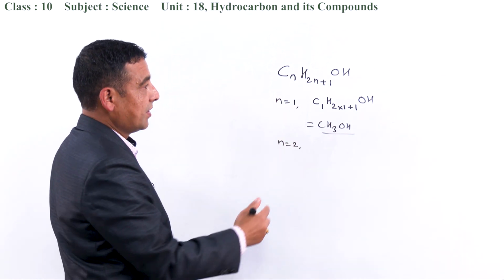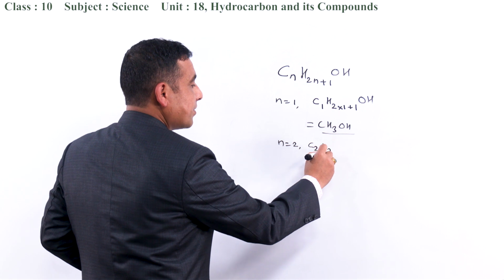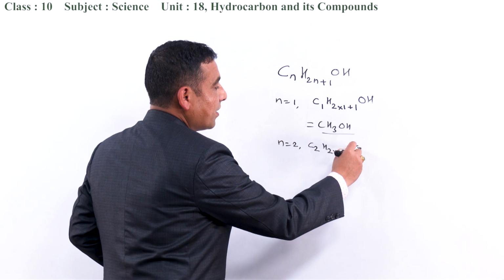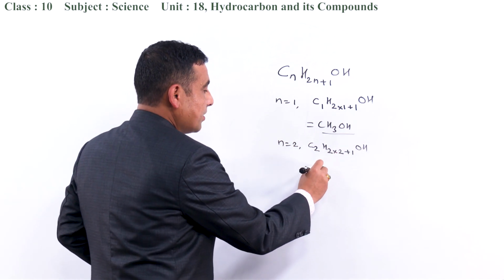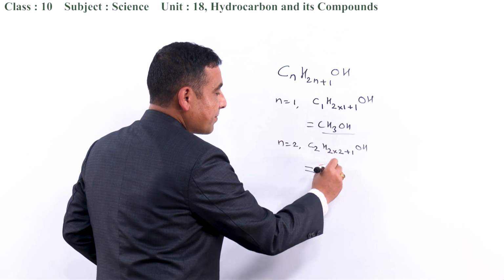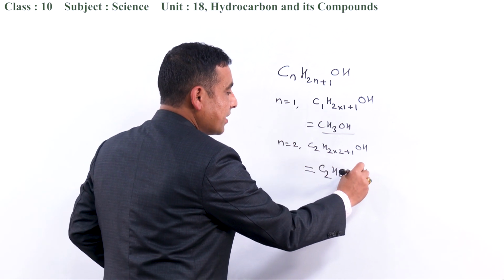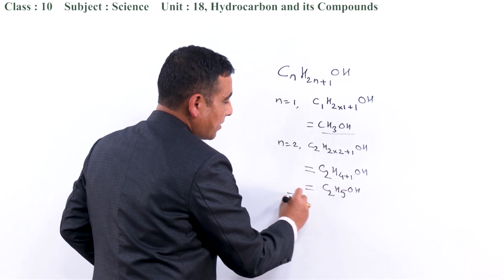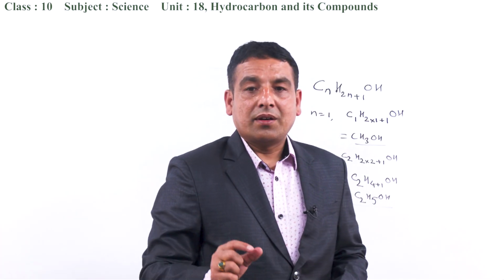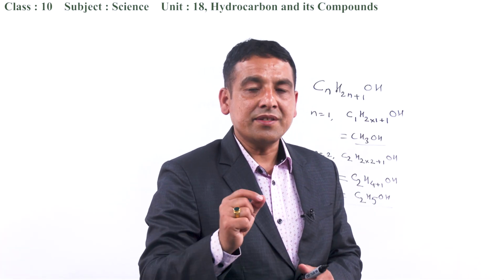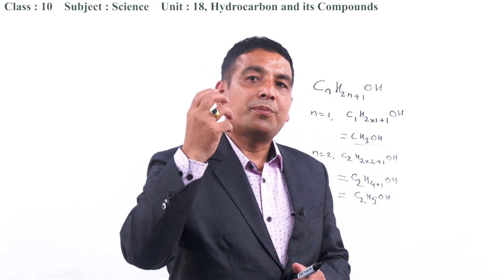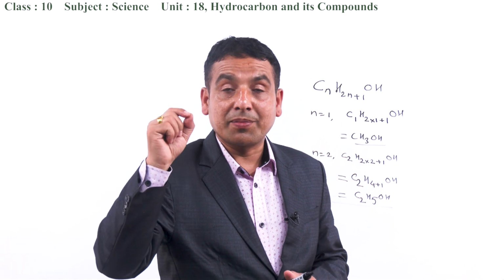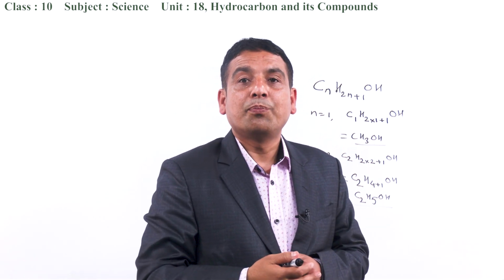What do you get? C2H2×2+1OH, which equals C2H4+1OH, which equals C2H5OH. This is ethanol. So, n represents the number of carbon atoms. If you put the value n equals 3, then you will get propanol, and if you supply the value n equals 4, then you will get butanol, and so on.